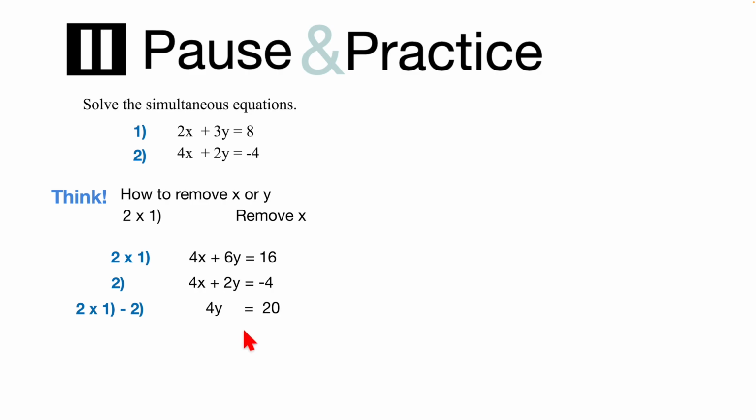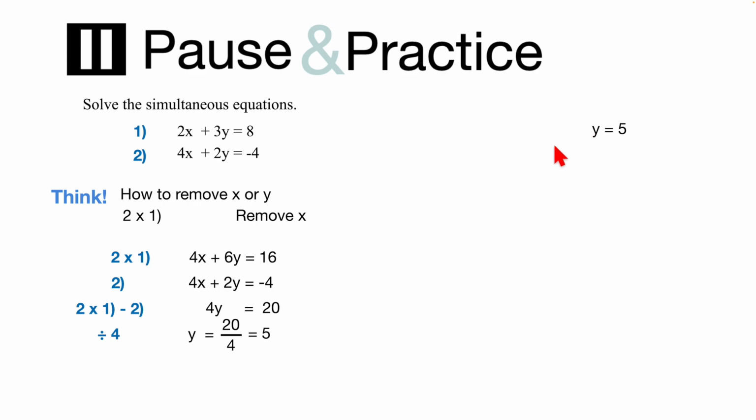Subtract 2 from the first one. 4y, x is now gone, and I get 20 here. 16 minus 4 is 20. So I'm going to divide by 4. Y is equal to 20 divided by 4 is equal to 5. Lovely. Very happy with that. I do like round numbers.